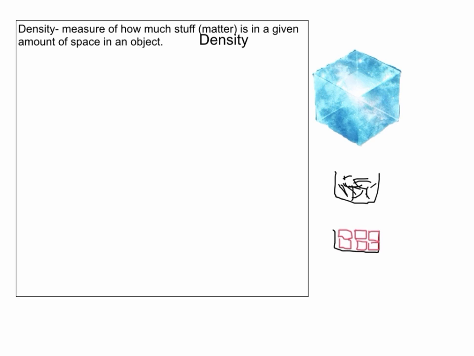So if we want to calculate the density of an object, we need to have an equation. So our equation for density is density equals the mass of the object divided by its volume. Usually the mass is in grams and the volume is in milliliters.